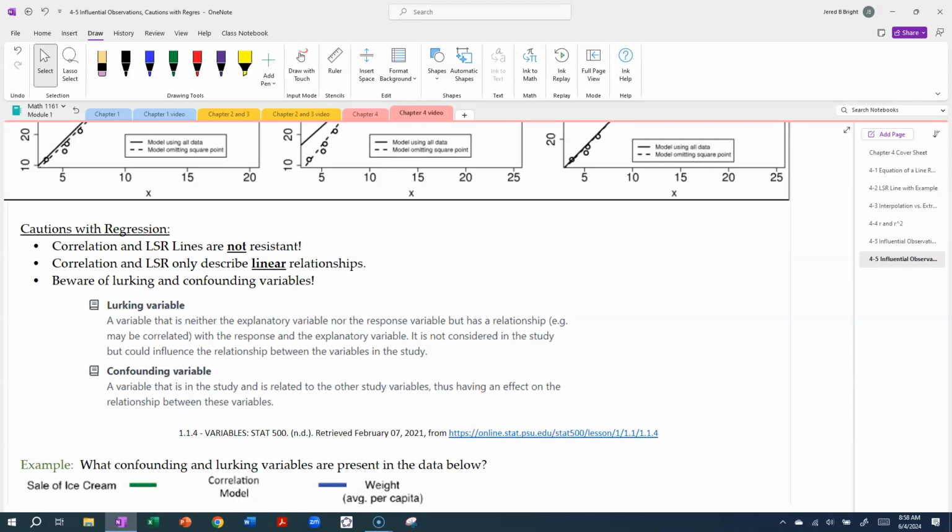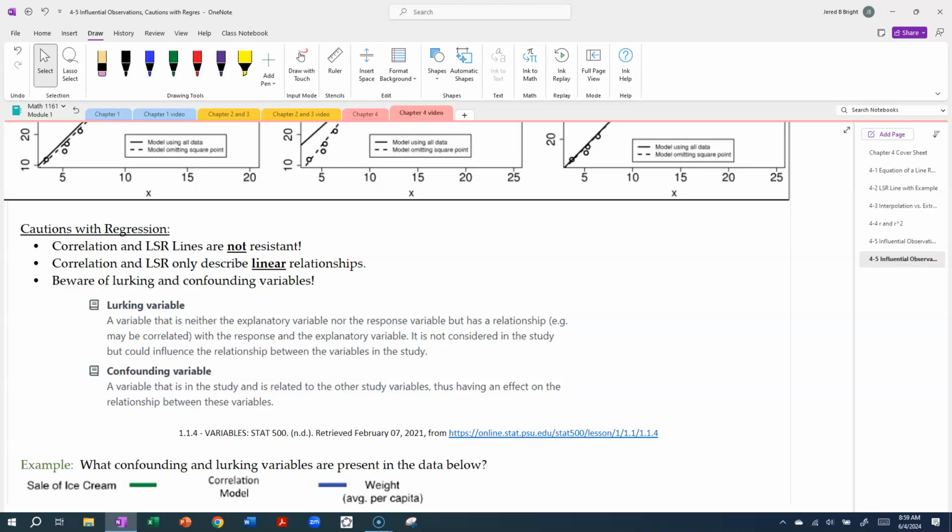We had this concept of resistant measures, right? So if we add in large values, it doesn't really affect the calculation we do. And here, as we can see through the past examples, if we have outliers or influential points present, it does change the LSR line. So that means the correlation value R is not resistant. And also generally R at this level, we're only using it to describe linear relationships.